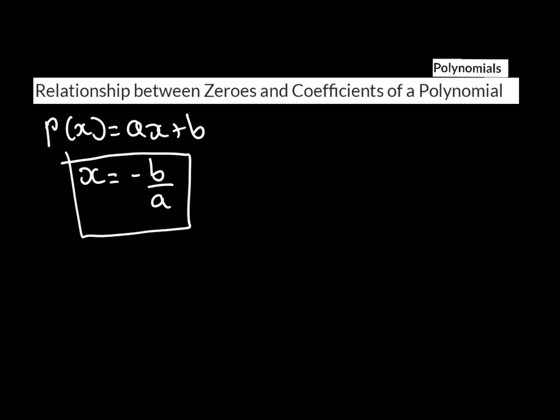For example, we have P of x is equal to ax plus b. This is the general form of a linear equation. And we learned that the zero of a linear polynomial is minus b by a. Now in this lesson, we will look at the zeros of a quadratic polynomial.